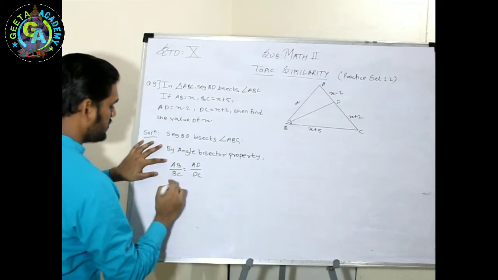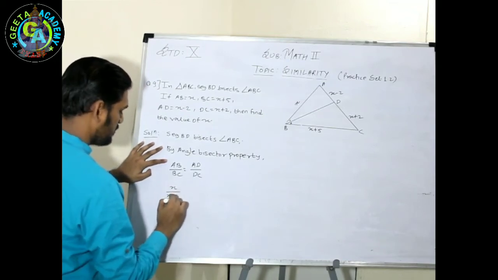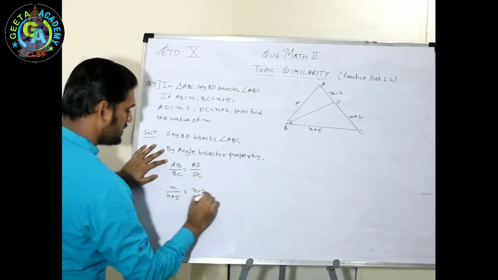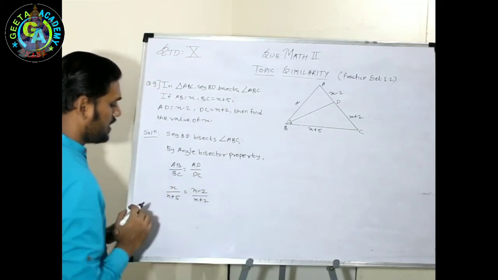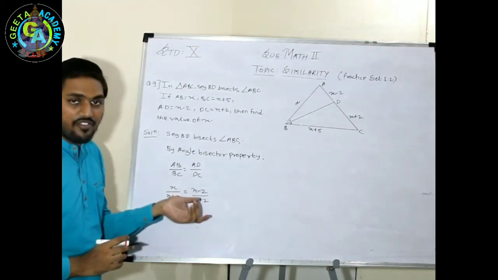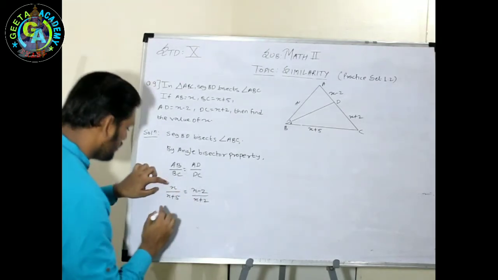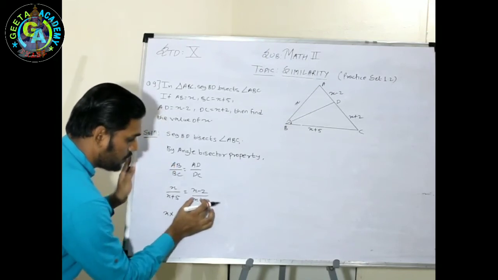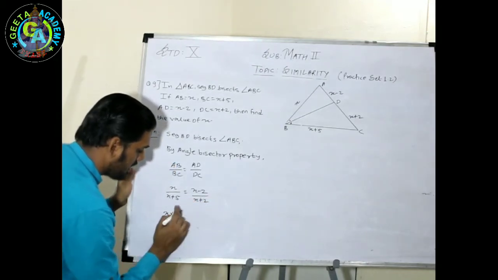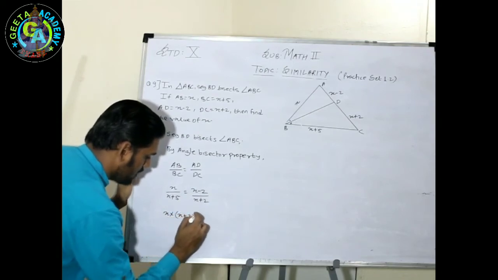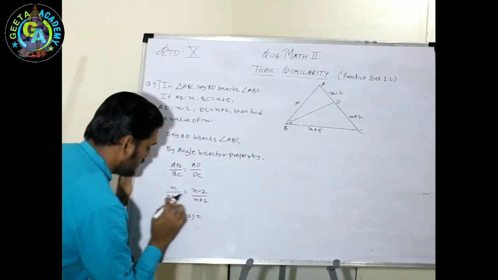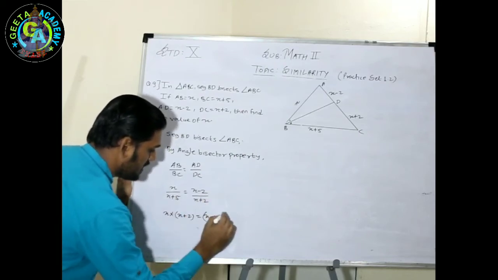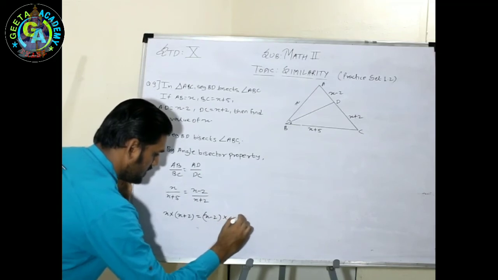Now put the value AB is equal to x, BC is your x plus 5, and AD is your x minus 2 and DC is your x plus 2. Now as we know that if we are having fractions, they will get cross multiplied. So x will multiply with x plus 2. Here we are having two terms, so we will write in a bracket x plus 2, x into (x plus 2). Here x minus 2 I am writing in a bracket because we are having two terms, (x minus 2) into (x plus 5).